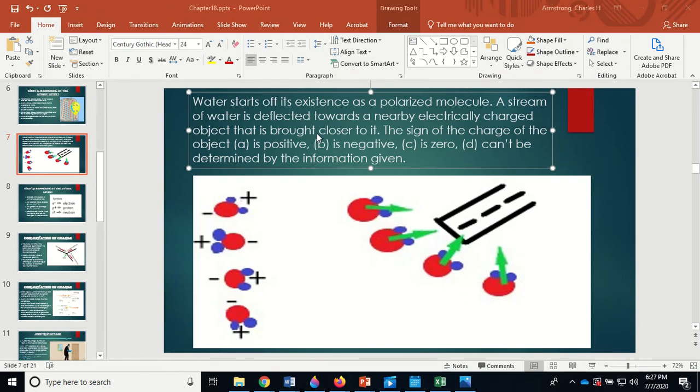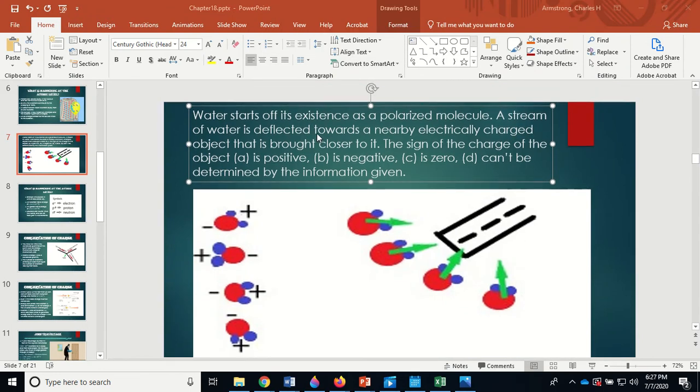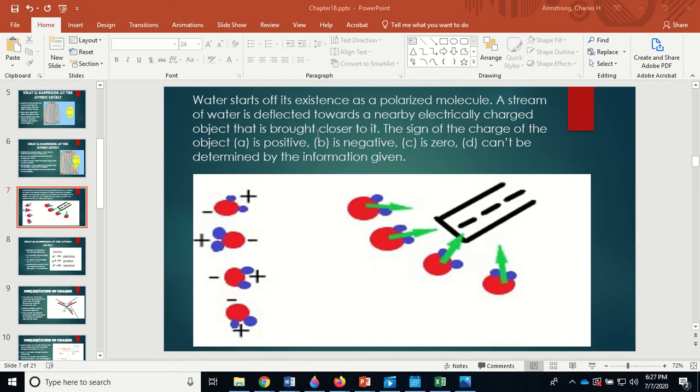Okay, I did make a picture. Just so you're not confused, I'm back over here. You didn't see this before because I just added it just now. But here's the question. Water starts off its existence as a polarized molecule. A stream of water is deflected towards a nearby electrically charged object, that would be this guy right here, that is brought closer to it. The sign of the charge of the object is positive, negative, zero, can't be determined by the information given.